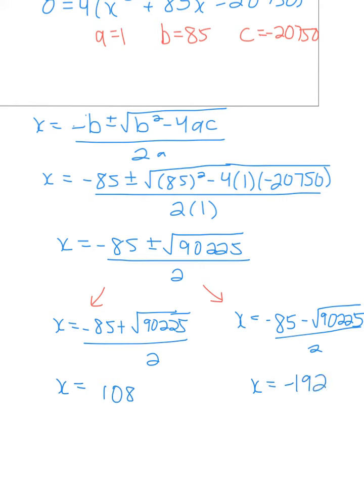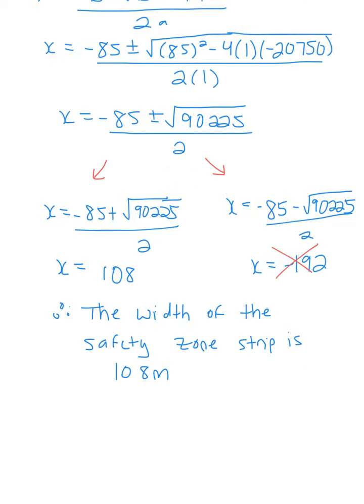Finally, we should just reread the question again, remind ourselves what we are looking for, which is the width of the safety zone strip around the facility. Because we are looking for a width in context of this problem, we know our negative solution is not possible. Therefore, we can state that the width of the safety zone strip is 108 meters.